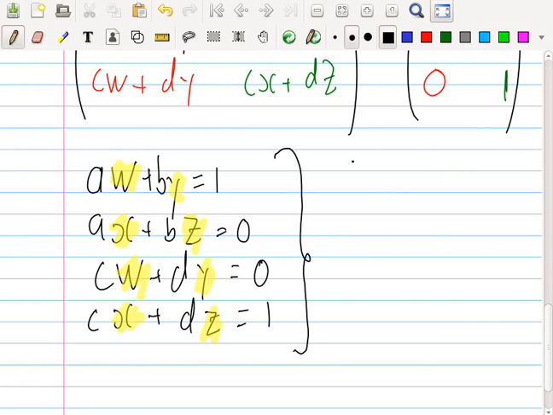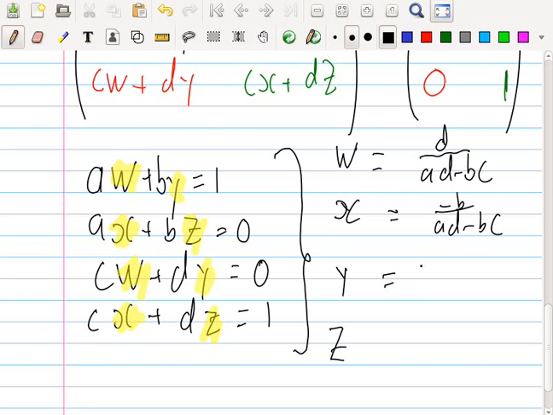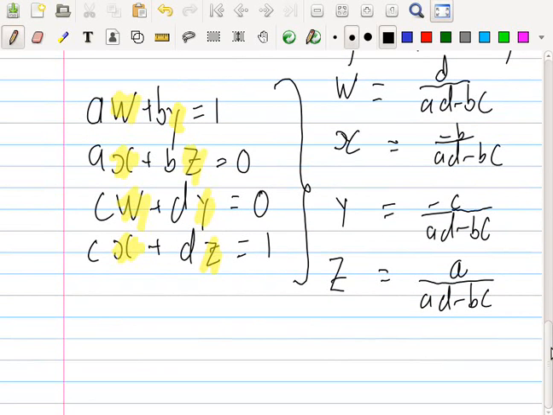So the solution turned out to be W, X, Y, and Z. W equals D over AD minus BC, and then X is minus B over AD minus BC, and then Y is minus C over AD minus BC, and finally Z is A over AD minus BC. When you look at all of these, you notice that there's something in common. The denominator is the same. It's AD minus BC. So it'd be convenient just to call that one thing.